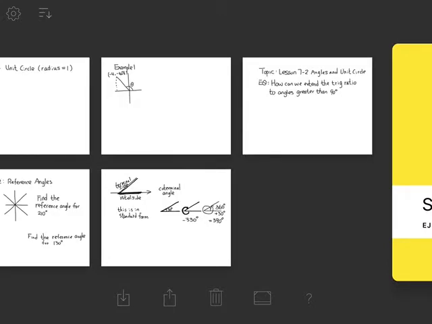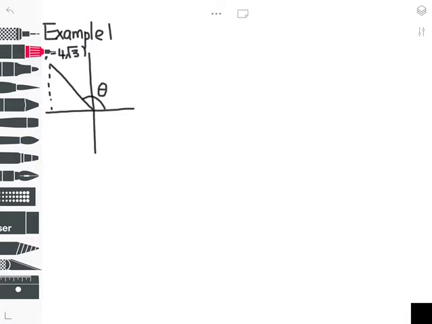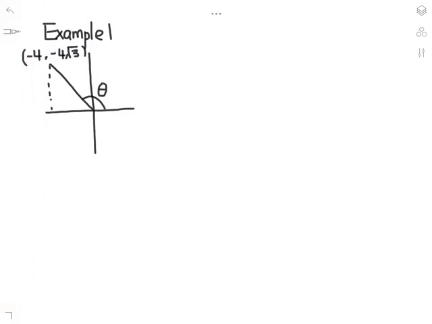Now let's go into example number 1. If I give you a coordinate, a point here where x is -4 and y is -4 square root of 3, and I want to make the angle measurement here, theta. How do I figure out the angle measurement, theta?